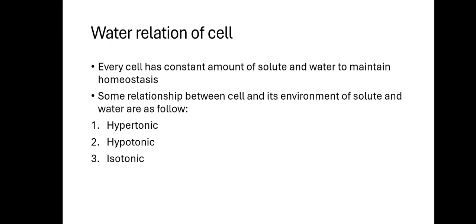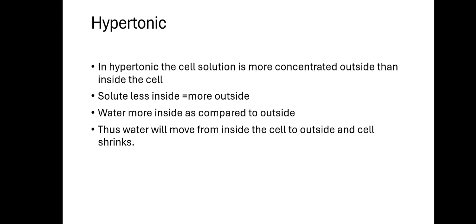Now there are some relationships between cells and the environment. The cell may be hypertonic, hypotonic, or isotonic to its environment. Let us discuss what these are. First, hypertonic. In hypertonic, the solution is more concentrated outside the cell than inside. Here we are studying in relation to salt. I would tell you in relation to water as well, but here the definition is given in relation to salt.